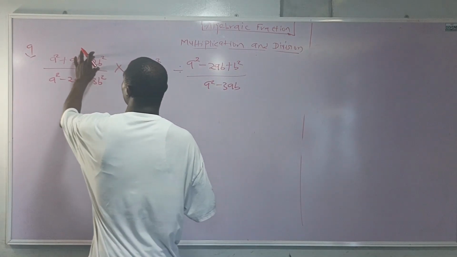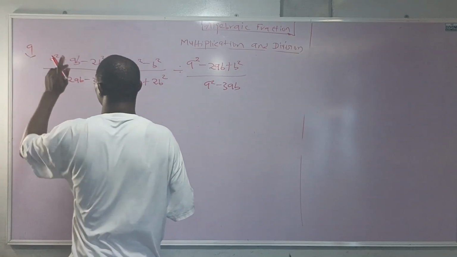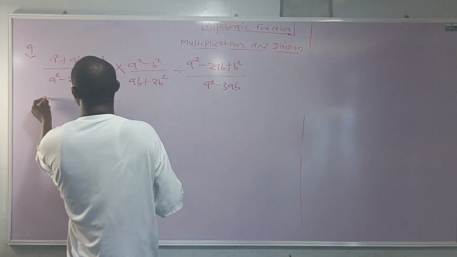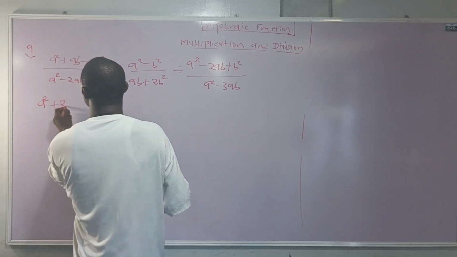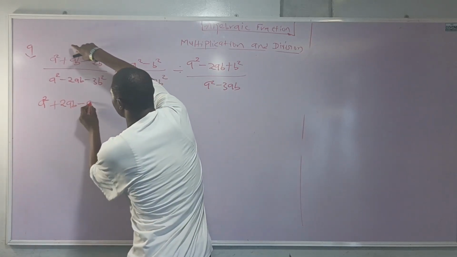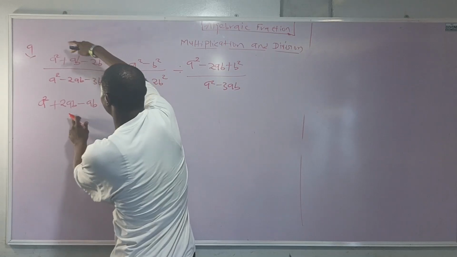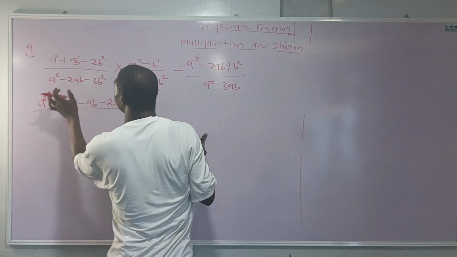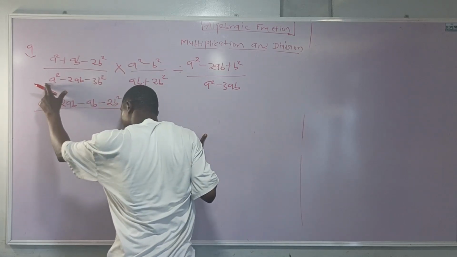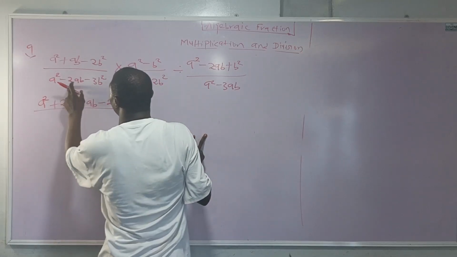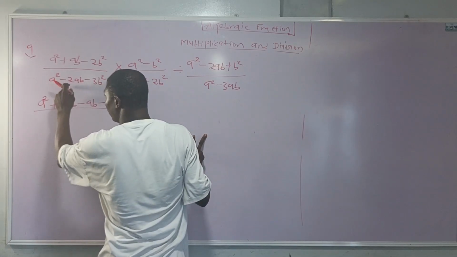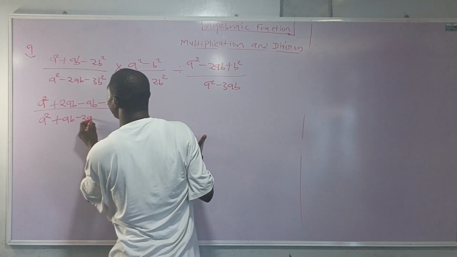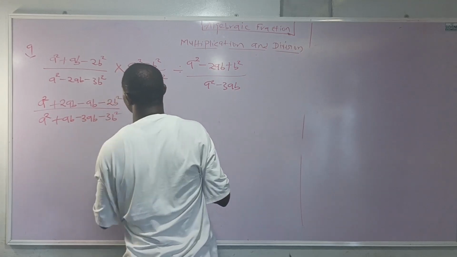So if I have 2 here, 2 multiplied by the invisible 1 will give me 2. And this is ab. So I can simply say a squared plus 2ab minus ab. This will give me positive ab. And I have my minus 2b squared. All over, this will give me 3 times invisible 1 is 3. And if I use 3 and 1, I can simply say 1 minus 3 to give me minus 2. So I have a squared plus ab minus 3ab minus 3b squared.